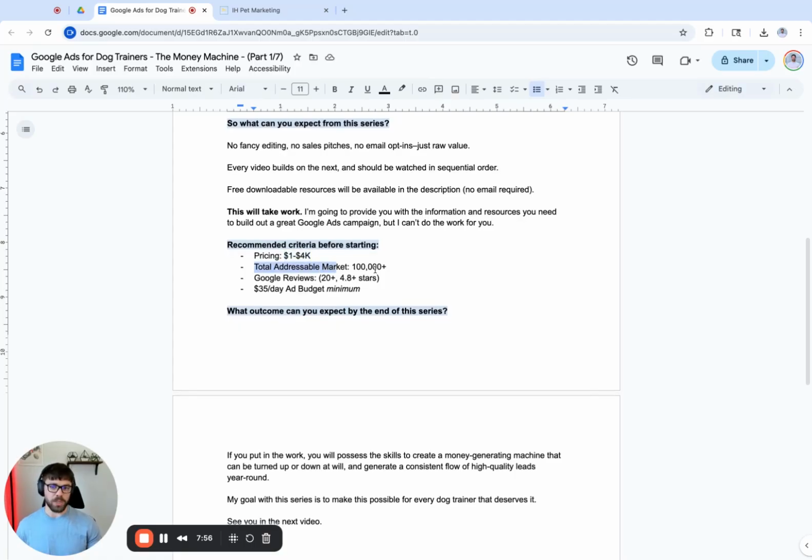Total addressable market. You should have a market of at least around 100,000 people. If you're in the middle of nowhere and you only have a population of 10,000 people, you can run ads and you'll probably get some success, but it's going to move like a slug and you simply won't get results as great as you would if your market was 100,000 plus people. So go ahead, look at your service area, go to Google, type in the population of the various cities that you serve, and for most of you, you'll surpass 100,000. Shouldn't be a problem for most of you.